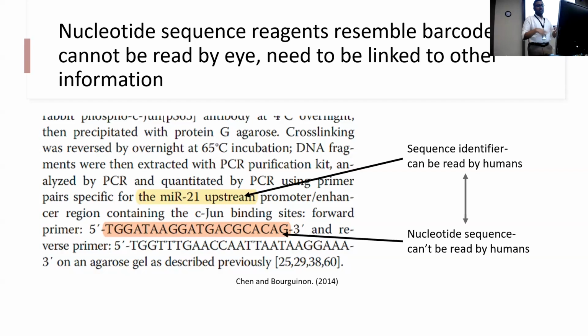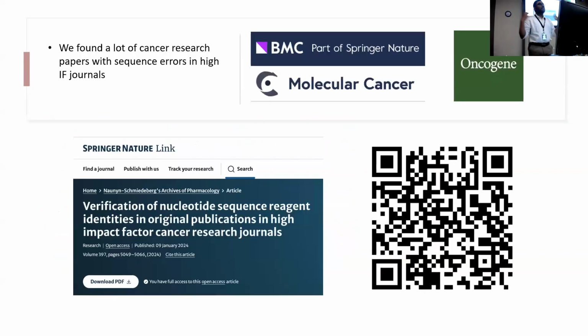What we can do is use some bioinformatic techniques, nothing new, a lot of this we learn in undergrad biology, to fact check whether these sequences match the claimed descriptions. And in the case of a mismatch, we have an error. And we found a lot of these sequence errors in two high impact factor journals, Molecular Cancer and Oncogene, and we published this work earlier this year.